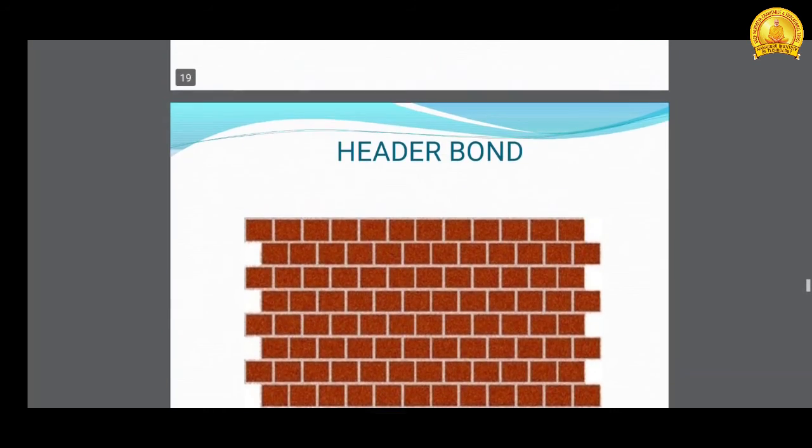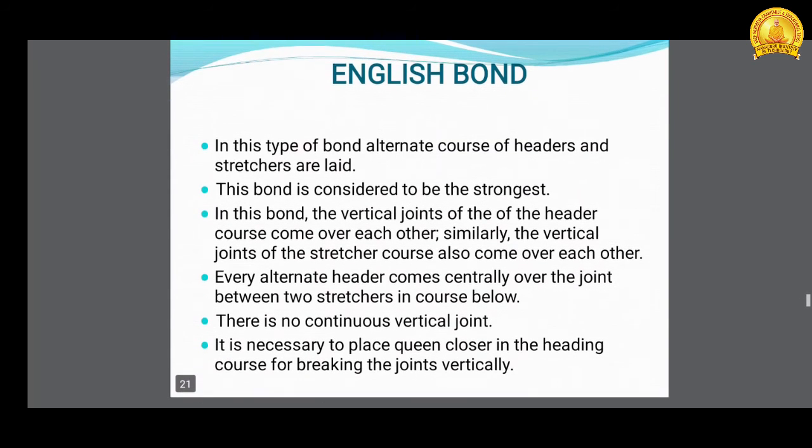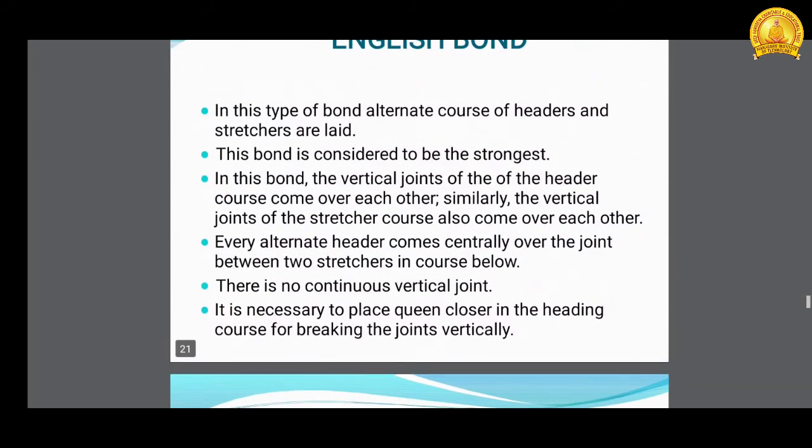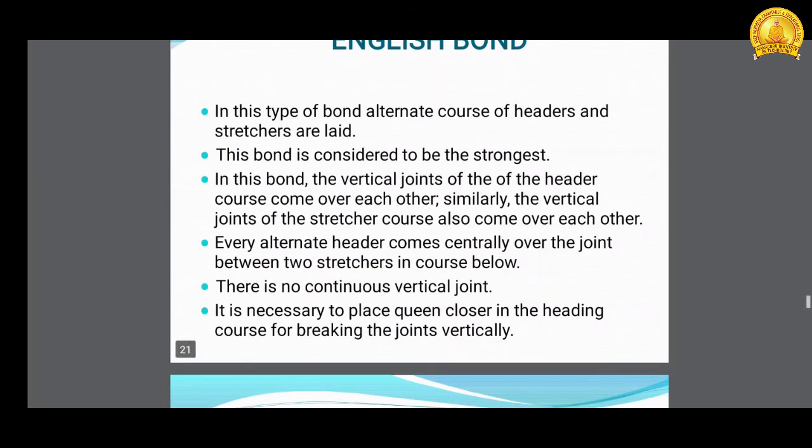Next one is English bond. It is the type of bond in which courses of headers and stretchers are laid alternately. This bond is considered to be the strongest bond. In this bond, vertical joints of the header course come over each other. Similarly, vertical joints of the stretcher course also come over each other. Every alternate header comes centrally over the joint between two stretchers. There are no continuous vertical joints in English bond.